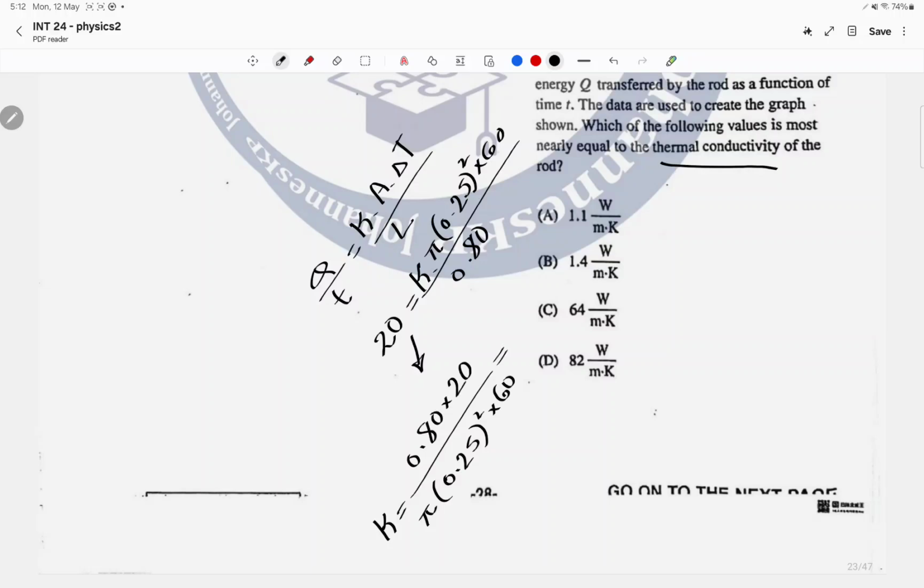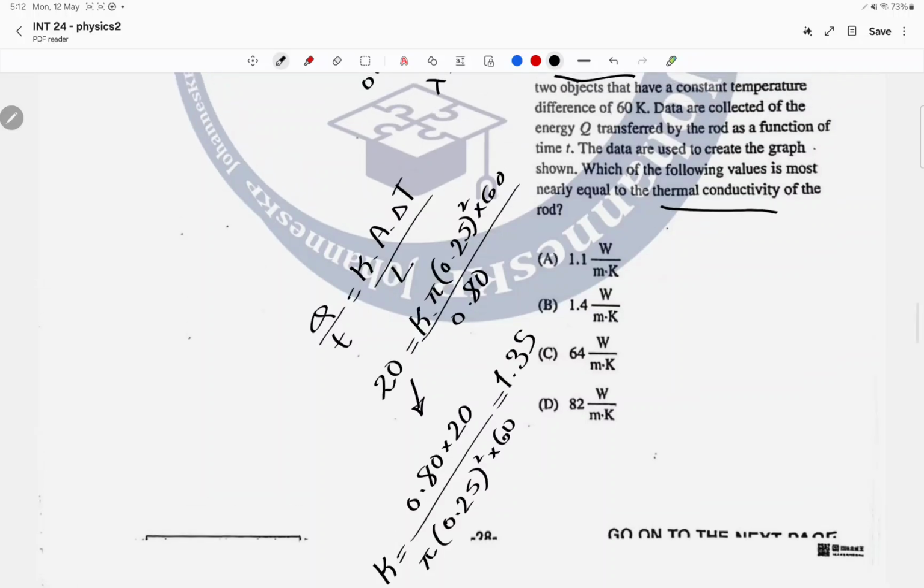Okay. Times 60, over 0.80, times 20. I got 1.35. So 1.4, right? Yeah. Okay.